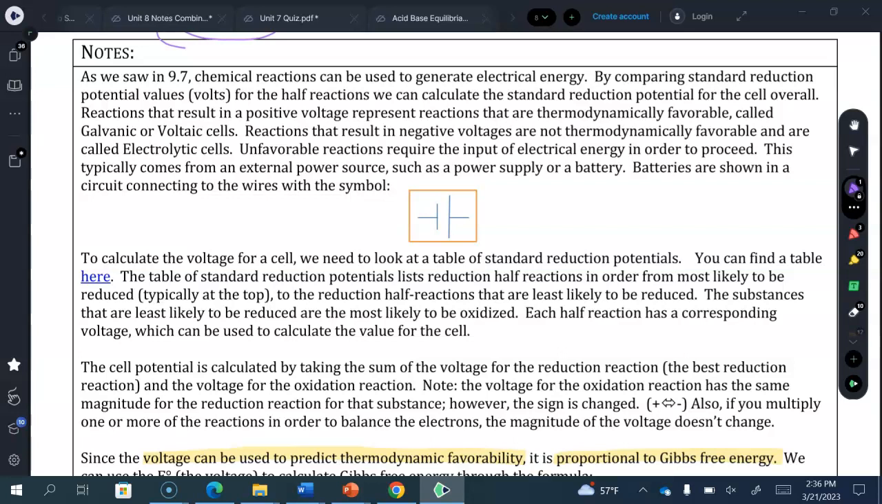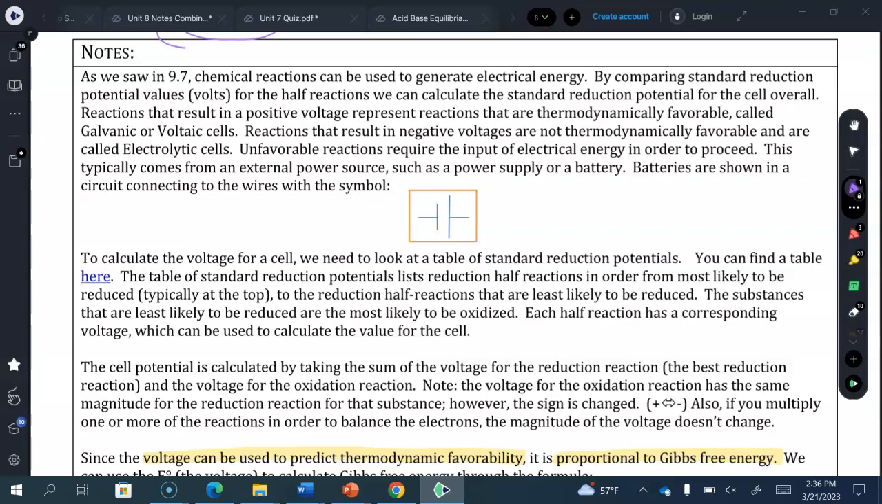To calculate the voltage for a cell, we need to look at a table of standard reduction potentials. You can find those that are linked here. They're also, I think, in the back of your textbook, and I should have printed one for you. The table of standard reduction potential lists reduction half reactions in order from the most likely to be reduced, typically at the top, to the reduction half reactions that are least likely to be reduced. These would be at the bottom.